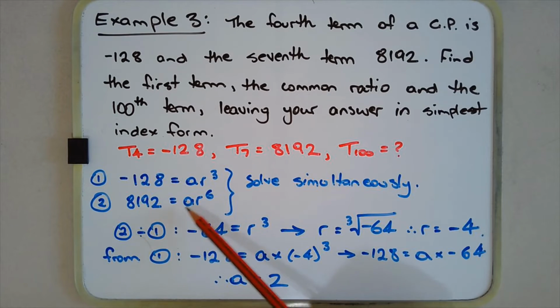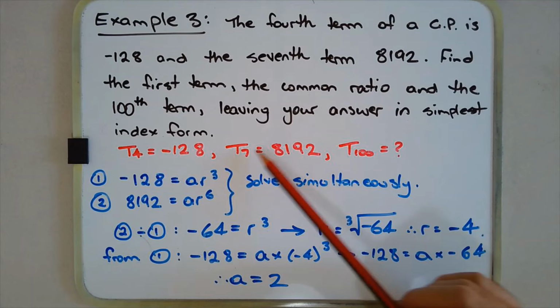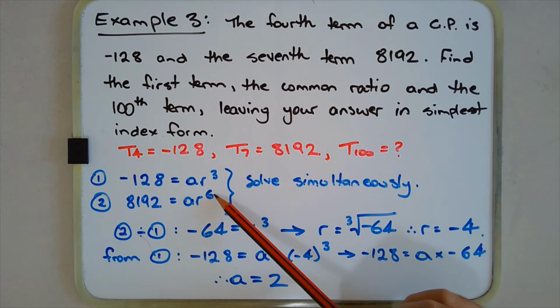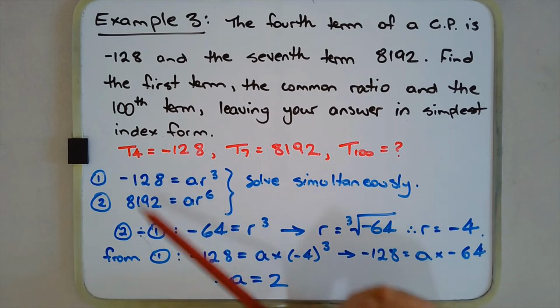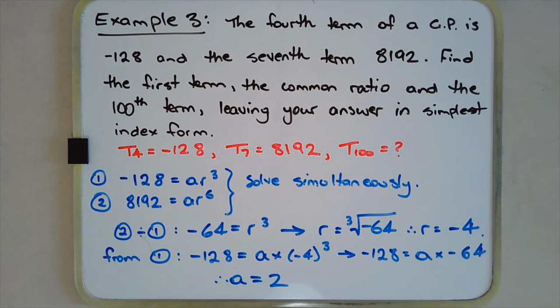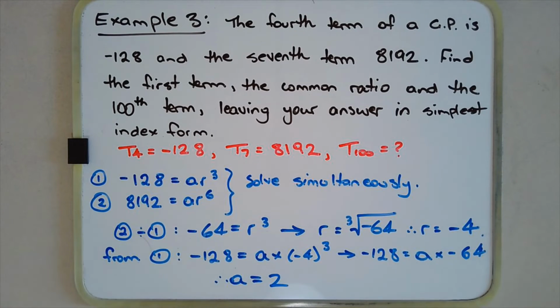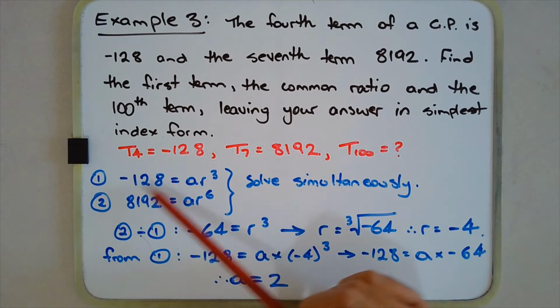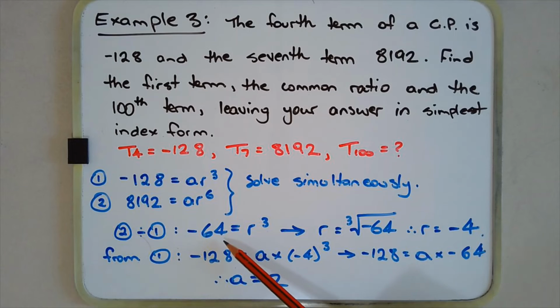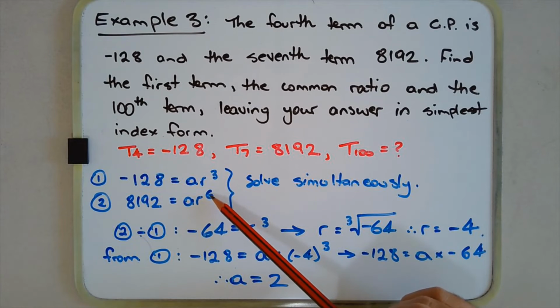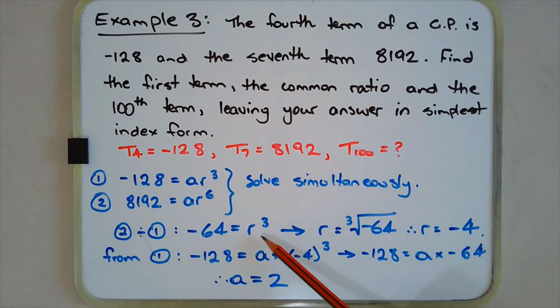8,192 is equal to AR to the power of 6, of course, because it's 7 minus 1, n minus 1, equals 6. Now we can solve this simultaneously. We do that by taking equation 2 and dividing it by equation 1. So 8,192 divided by negative 128 is negative 64, and AR to the power of 6 divided by AR to the power of 3 is equal to R cubed.